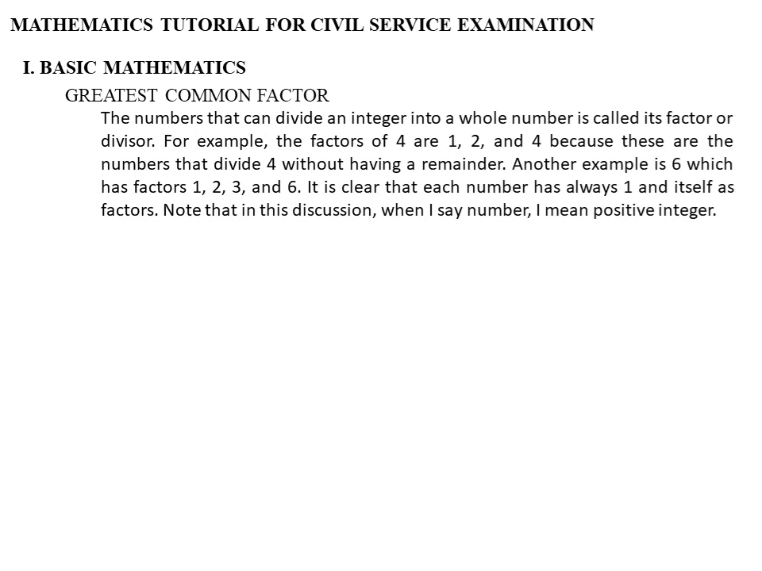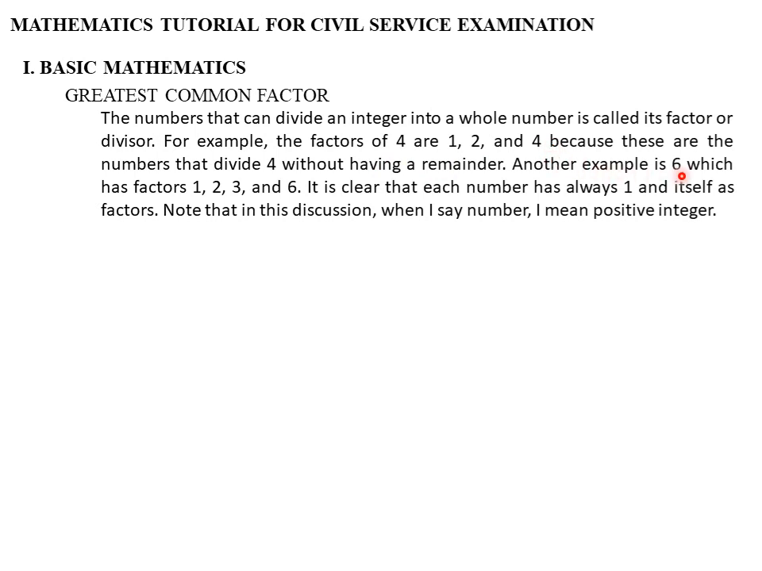For example, the factors of 4 are 1, 2, and 4. Okay? Because these are the numbers that divide 4 without having a remainder. Like 4 divided by 4 is 1, 4 divided by 2 is 2, 4 divided by 1 is 4. Okay, we will get a whole number without having a remainder.